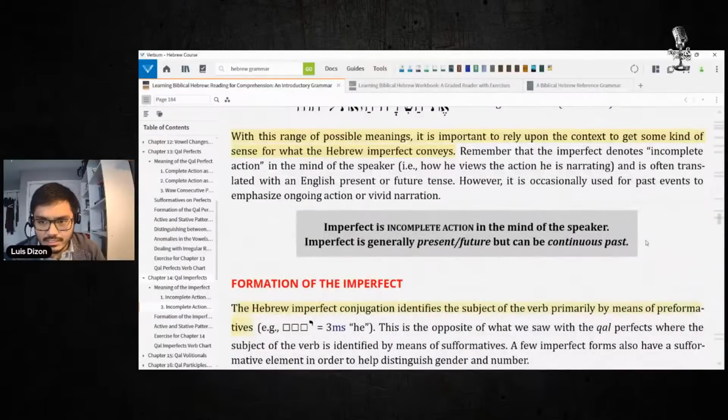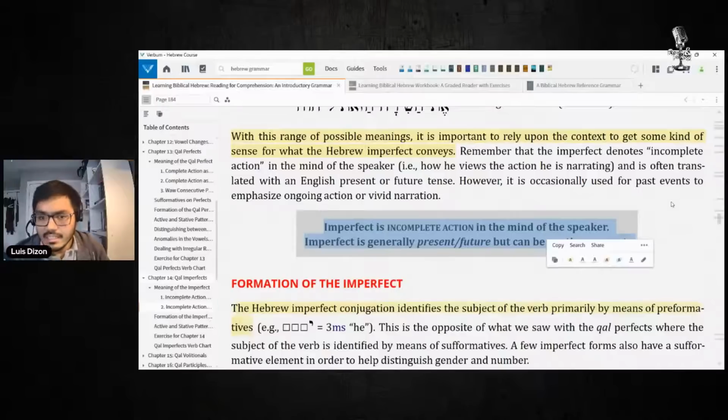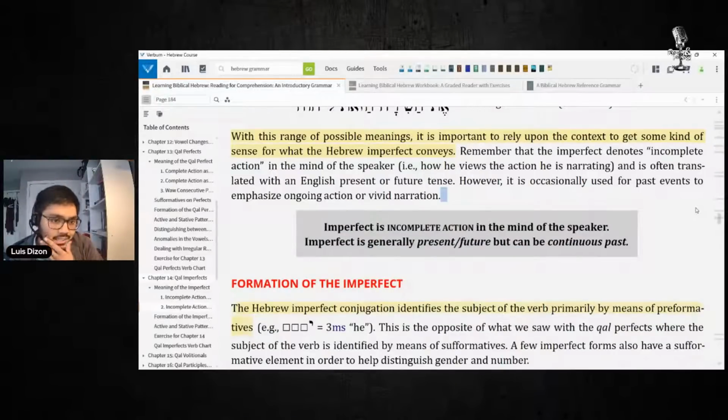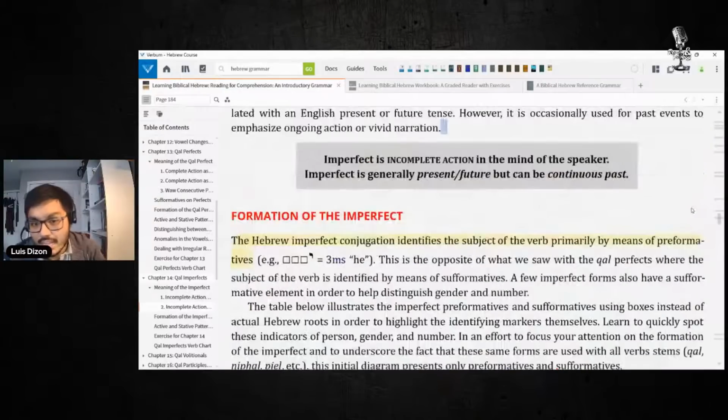So here is a little box which is a helpful reminder, or a helpful hint, of how to think of the imperfect. The imperfect is incomplete action in the mind of the speaker. Imperfect is generally present or future, but can be continuous past. Now that we know what the Qal Imperfect does, the next question is, how do we identify a Qal Imperfect?